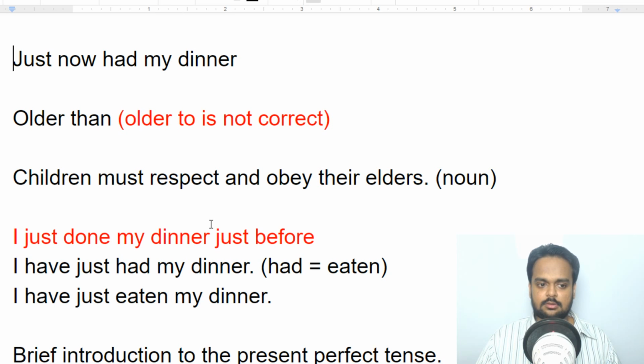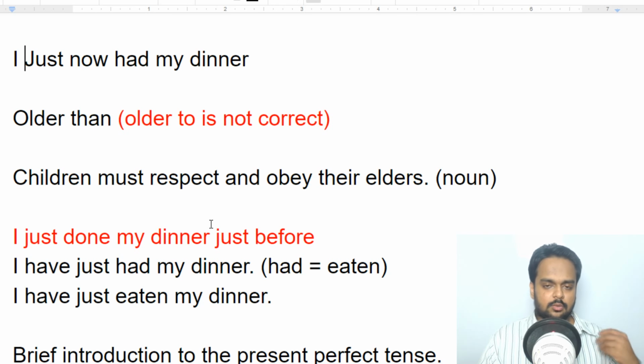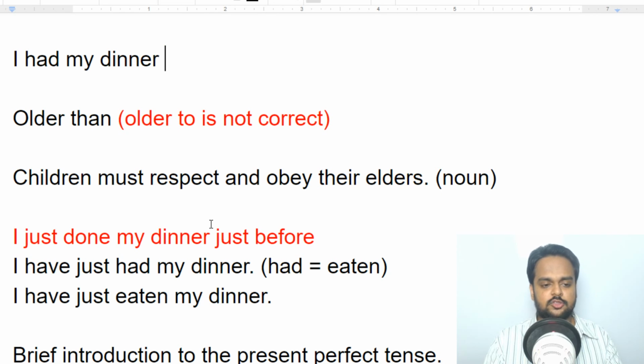This is almost correct, but this is not in the correct order. The words are kind of jumbled. You need to say I. With the pronoun I, we usually don't leave it out. So I had my dinner just now. That sounds more natural to me. I had my dinner just now.